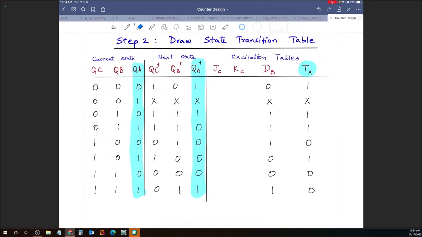Now, we are left with JC and KC. Which 2 columns, actually, which 2 columns would I need to look at for JC and KC?